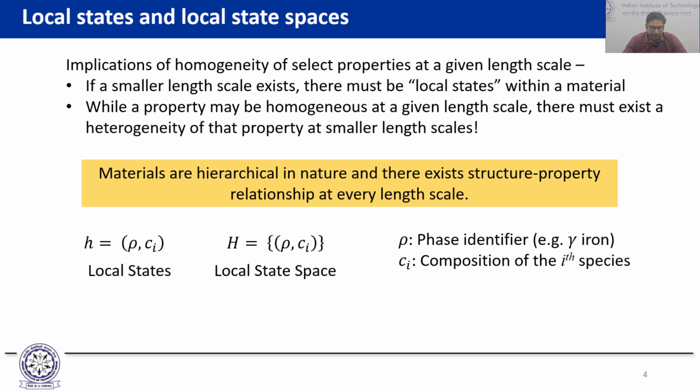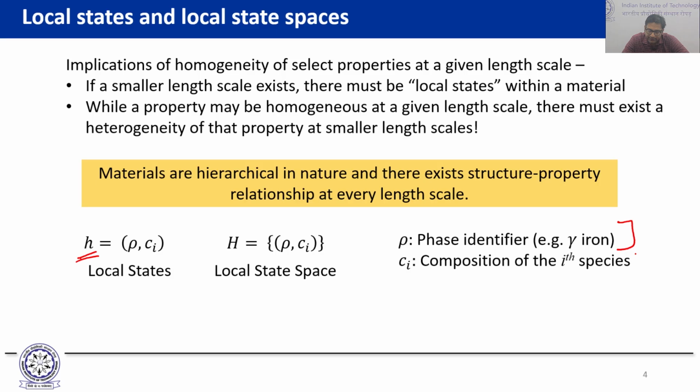So what we are now going to do is define local states. This function h is a function of, let us say, rho and Ci, and this defines a local state. Now rho is what we would call a phase identifier. That would be a label associated with different phases in a material, something like gamma iron or alpha iron. Those are different phases, and you can use gamma iron, alpha iron as the phase identifier, which we are going to denote by rho.